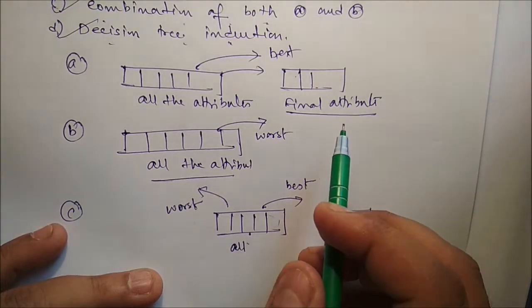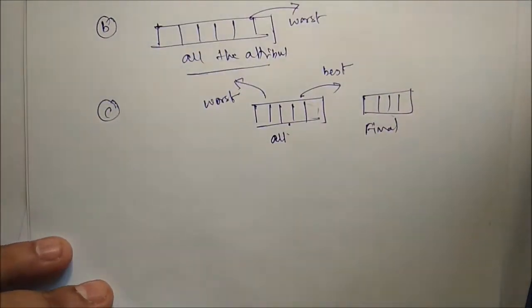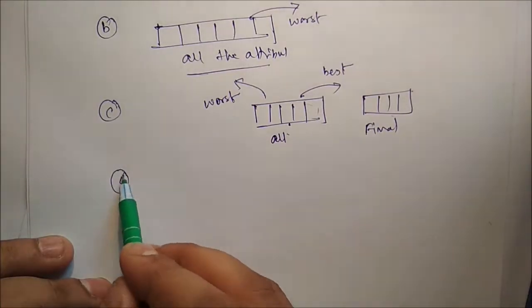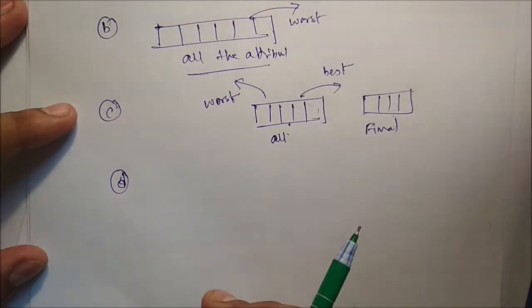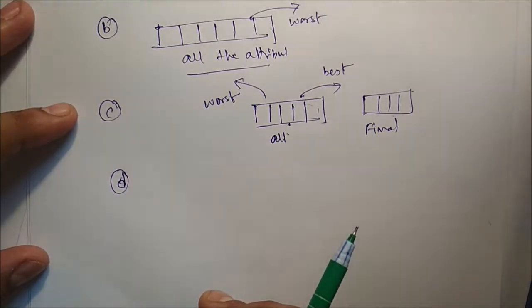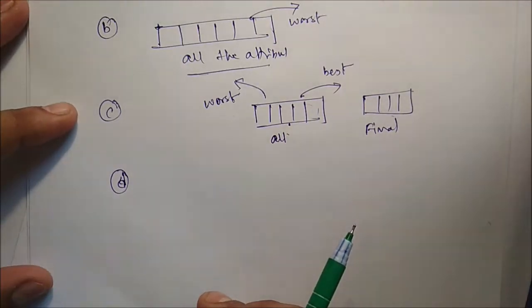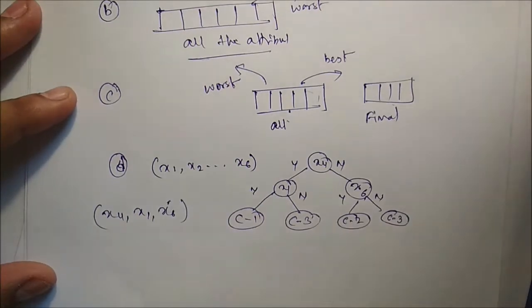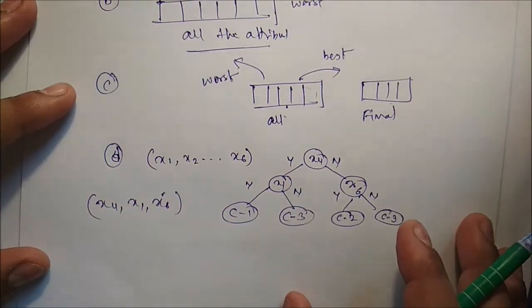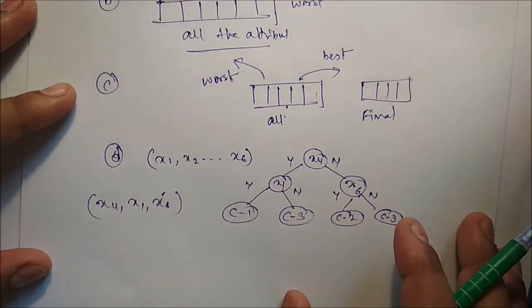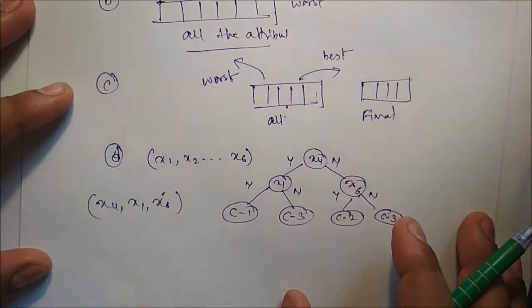Now the final one is decision tree induction. In decision tree induction we may use the ID3, C4.5 or CART algorithm if class labels are present. We will discuss decision trees in detail in the classification section. In a decision tree algorithm, a tree is constructed from the given data. The attributes which do not appear in the tree are assumed to be irrelevant.